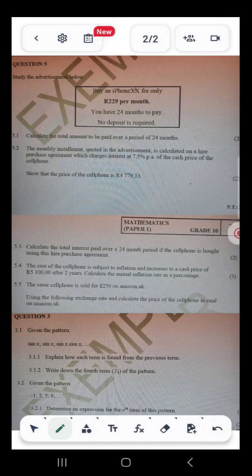Okay, today is a focus on grade 10. I'm going to do two questions. This is the financial mathematics. This is the number patterns. We'll be starting with financial maths.